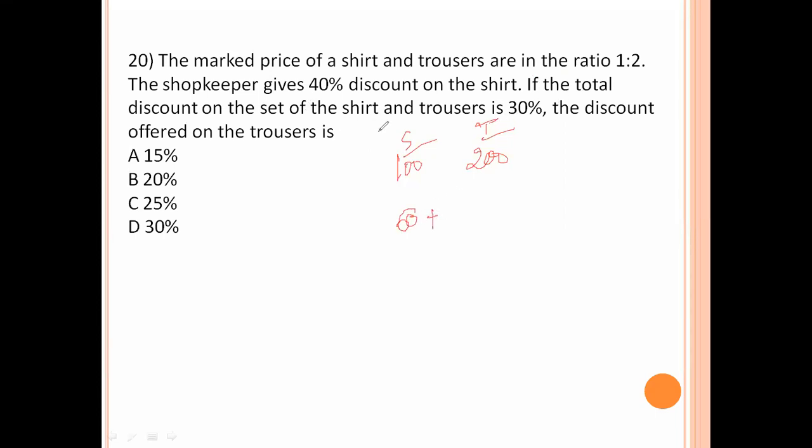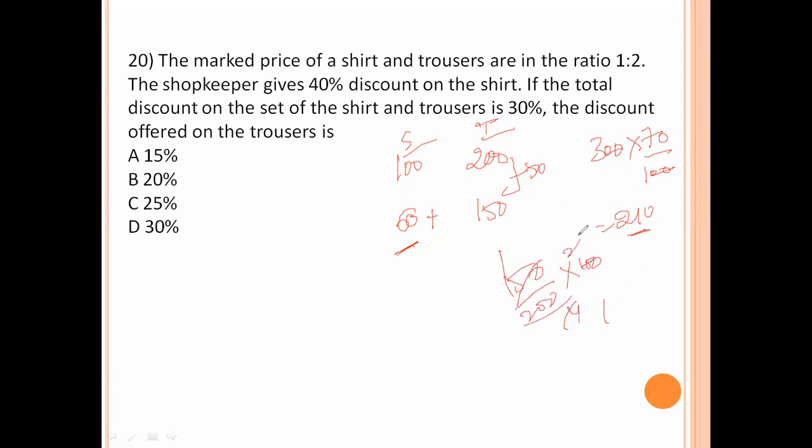The total is 300. If the total discount on the set is 30%, he pays only 70%, that is 210 rupees. So he already pays 60 rupees, which means the remaining is 150 rupees. So how much discount is given here? 50. So 50 by 200 into 100 is 25%. So 25% discount is given on the trouser. So option number C is the right answer.